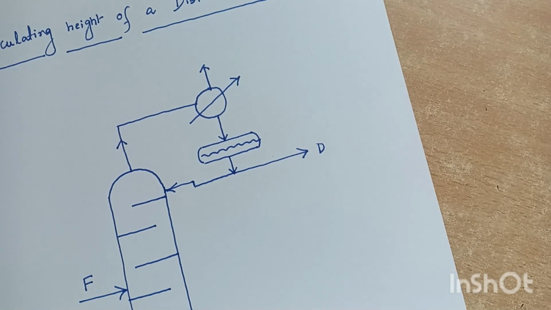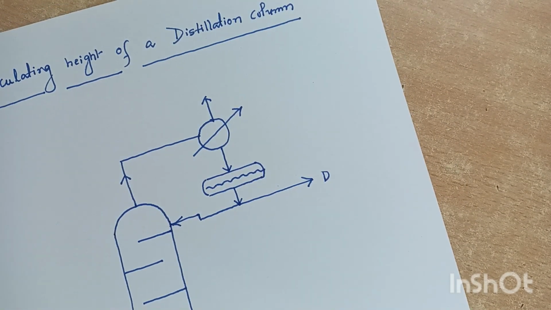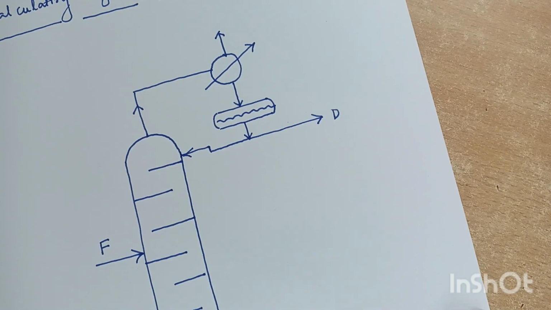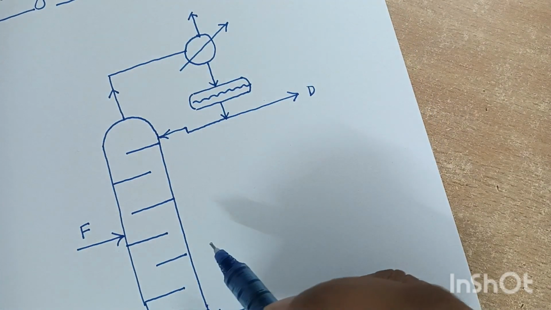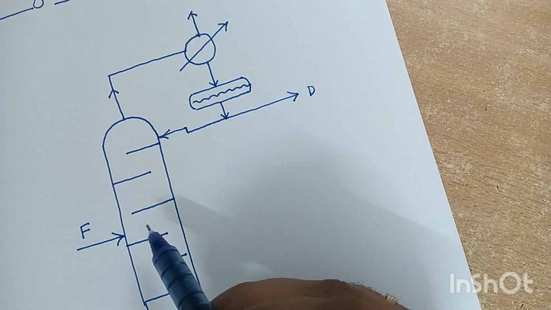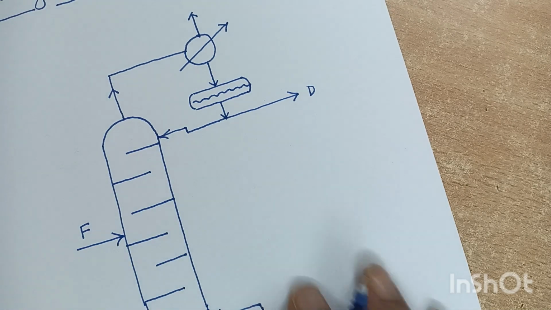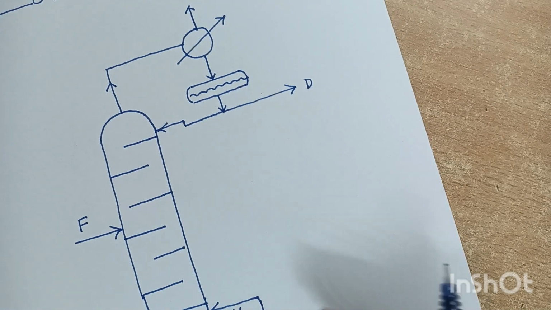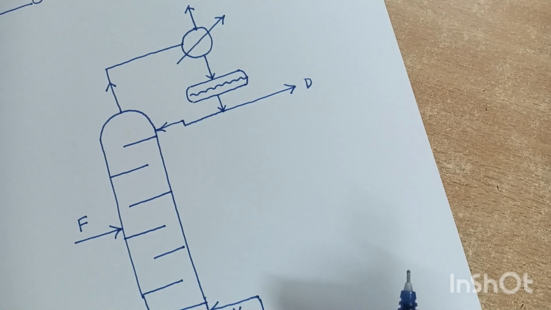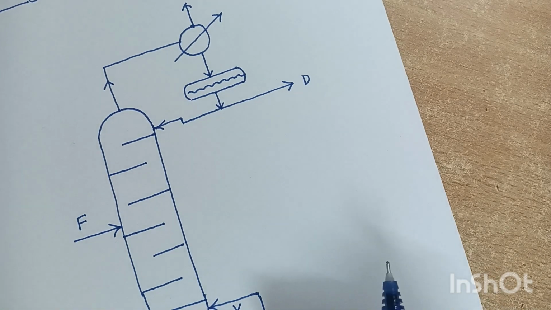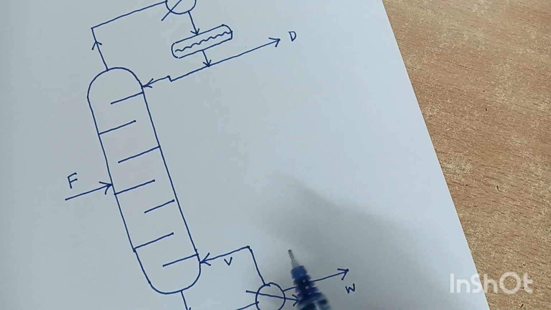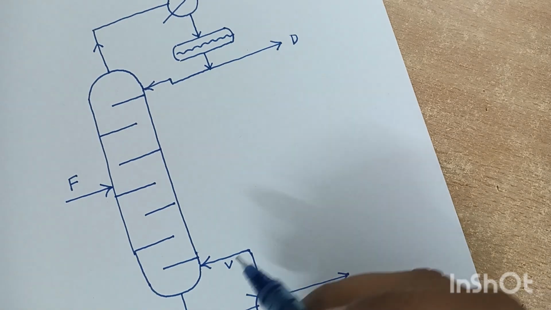Students, today I'll show you how to calculate the height of a distillation column. Finding the height of a distillation column is easy if the number of trays within the column is given. We are well acquainted with the McCabe-Thiele graphical method, using which we can find out the number of stages in a distillation column.